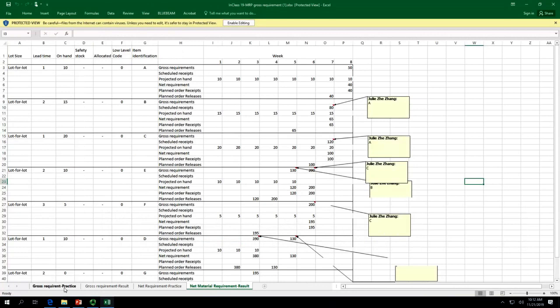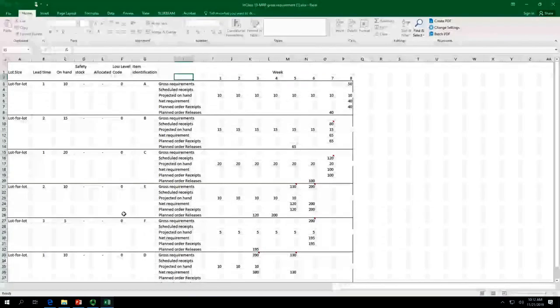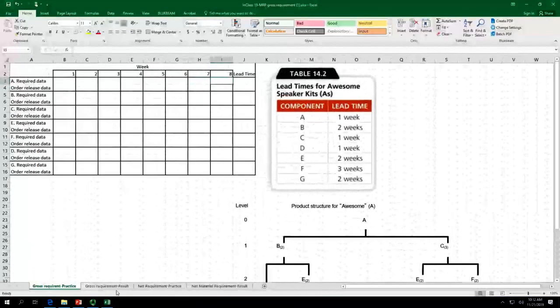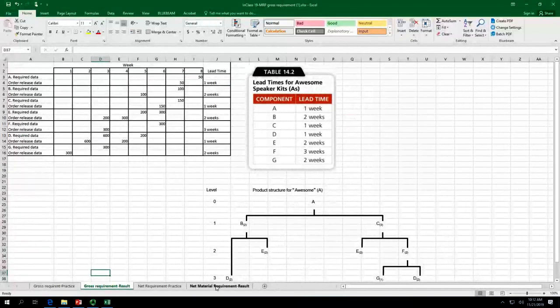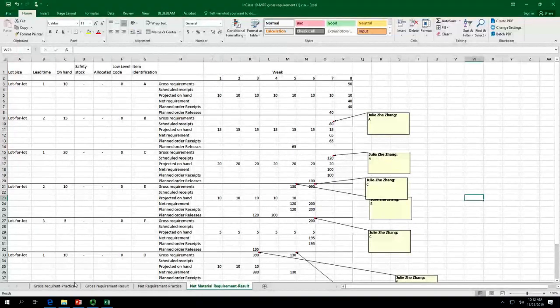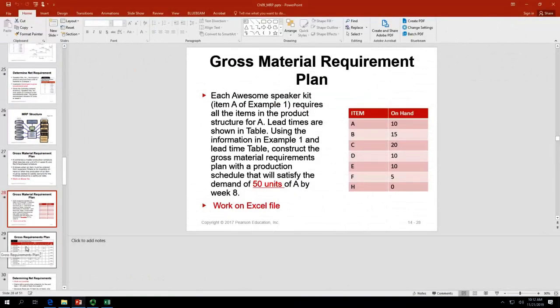Go to the first tab. This is a somewhat complicated Excel work. That's why I provided the result already. I don't want you to use the result directly. I want you to follow with me and understand the logic behind these numbers and data. Okay, here's the first one. It is associated with this gross material requirement.